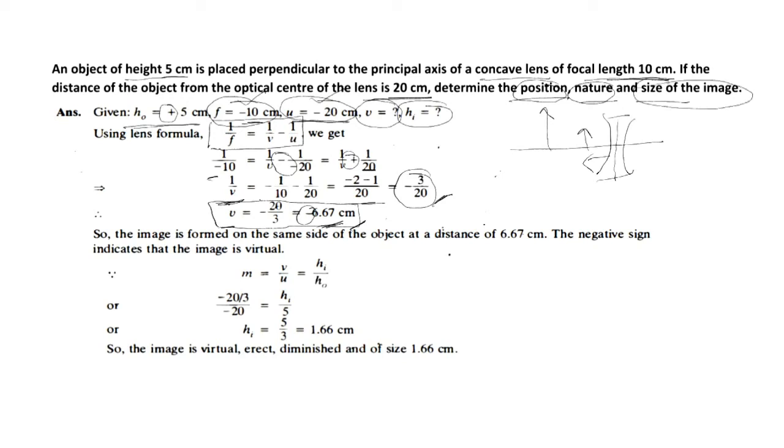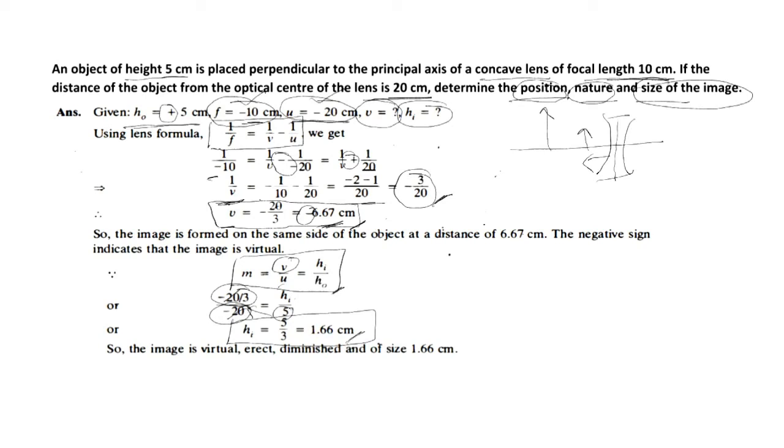We have the formula m is equal to v upon u is equal to height of image upon height of object. Put the value of v, it becomes minus 20 upon 3 upon minus 20 is equal to hi, means height of image upon height of object. Cross 20 to the 20 and cross multiply 5 with this equation, we have hi is equal to 5 upon 3, which is equal to 1.66 centimeter.